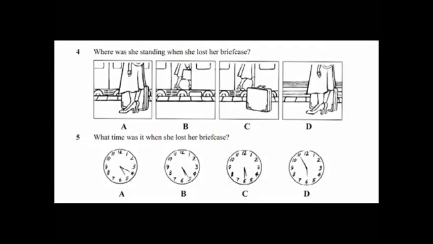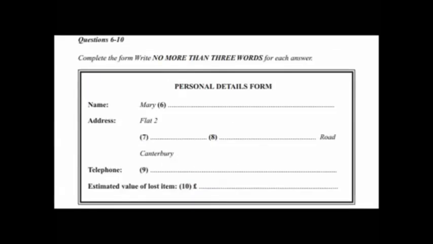Before they continue their conversation, look at questions 6 to 10. As you listen to the rest of the conversation, complete the form by filling in the numbered spaces 6 to 10.